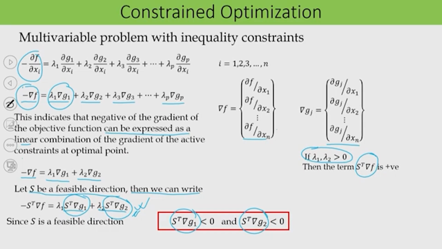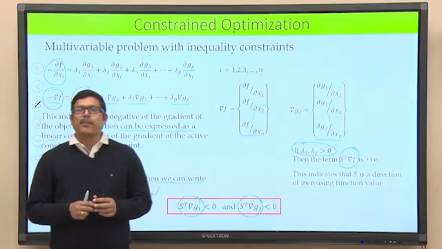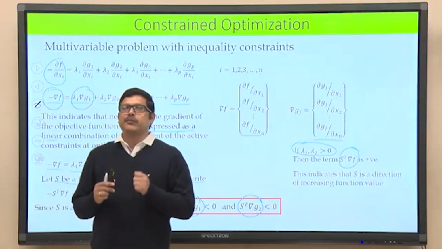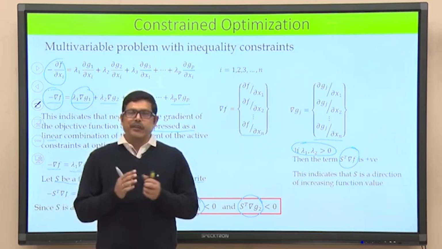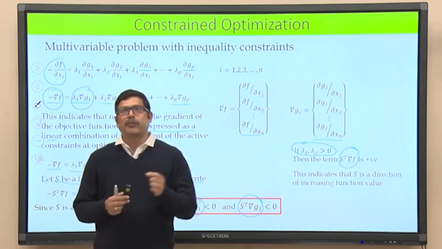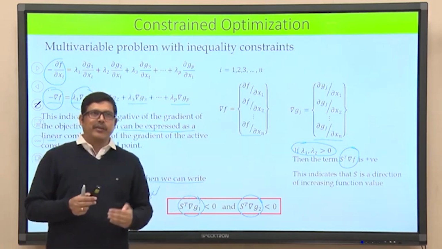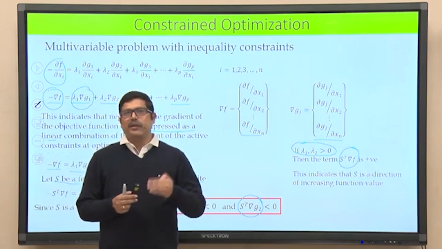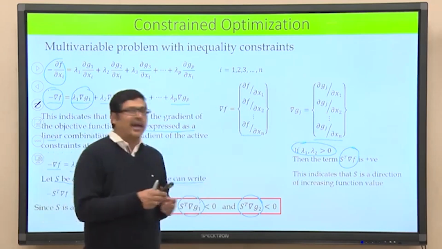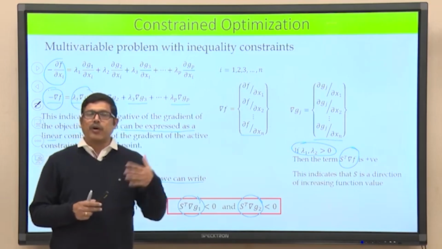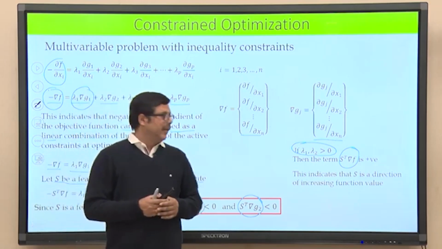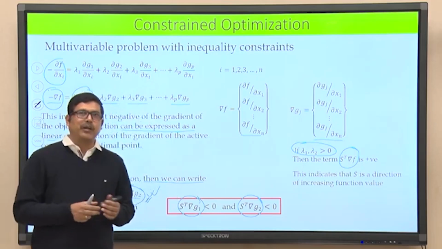If S transpose del F is positive, that indicates that S is a direction of increasing function value. What does it mean that S transpose del F is positive? It means that if you go along that direction, your function value will increase, so that is not a descent direction. So whatever the current point is, if you go from here towards the direction S, your function value will increase. You are not getting any improved solution, therefore that must be the optimal solution.